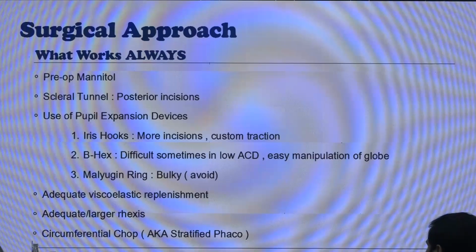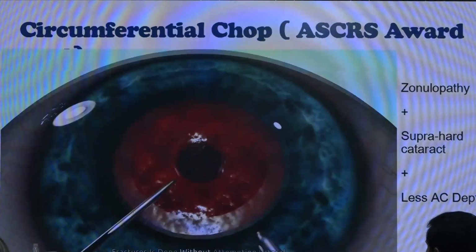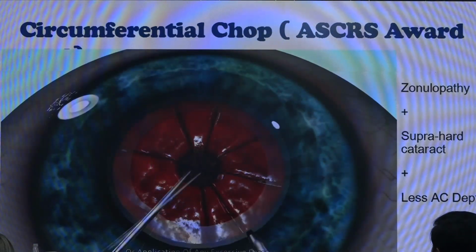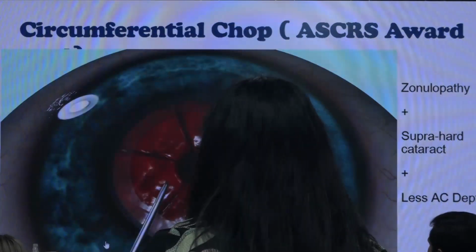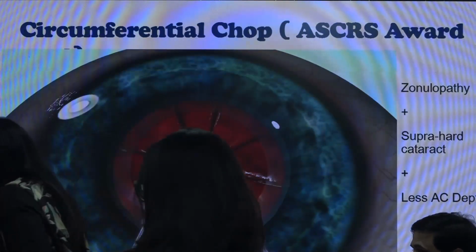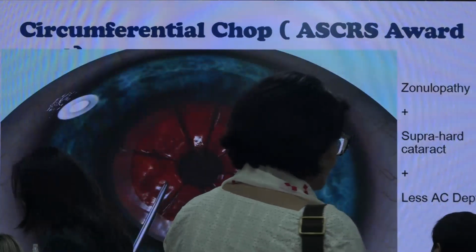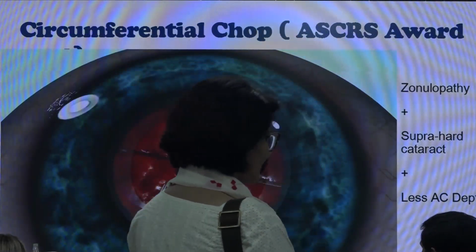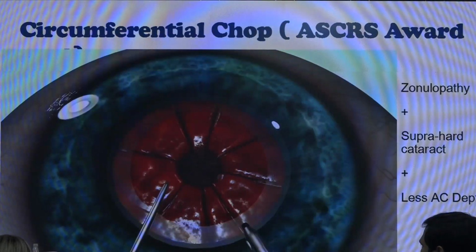And now that leaves us with one challenge, which is managing the hard nucleus with zonular weakness in a limited space. And to that, I have this technique which was devised by my father in the year 2008. It is called the circumferential chop. These days, it's also known as stratified phaco, being popularized by Dr. Rohit Om Prakash. And it basically addresses all the problems of zonulopathy with a suprahard cataract and less AC depth, and allows you to safely execute your phacoemulsification in the limited space.